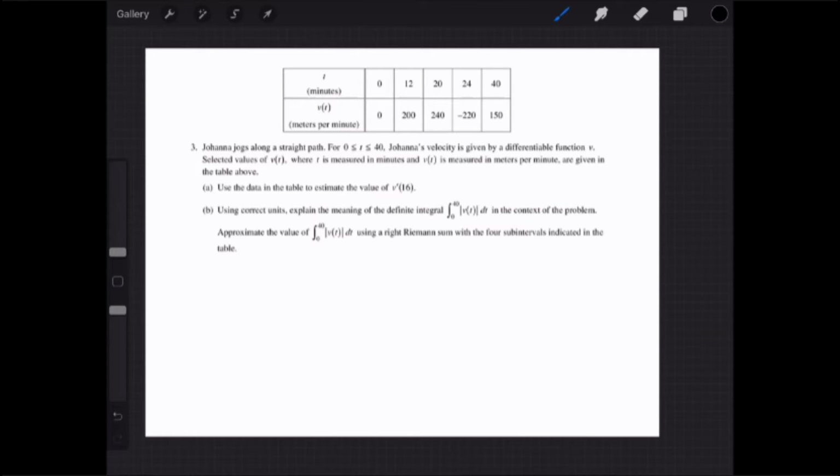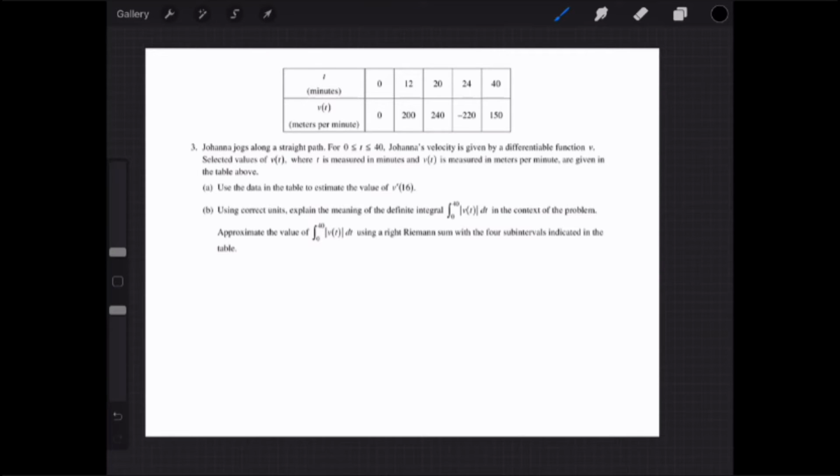Now part B is a very classic problem, where we are asked to explain the meaning of an integral. So we have the integral from 0 to 40 of the absolute value of v of t, and they ask us, what does this represent? We know that the integral of just v of t would be total displacement, and adding absolute values makes it the total distance traveled.